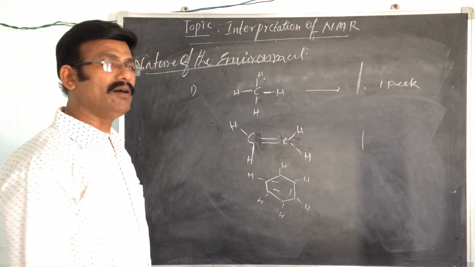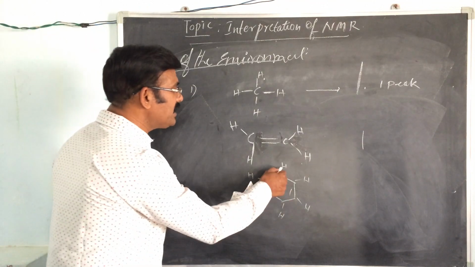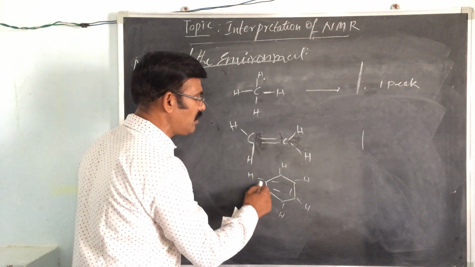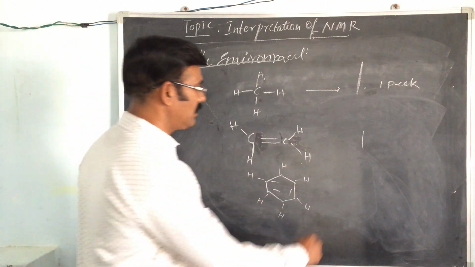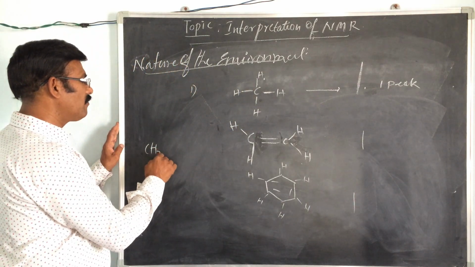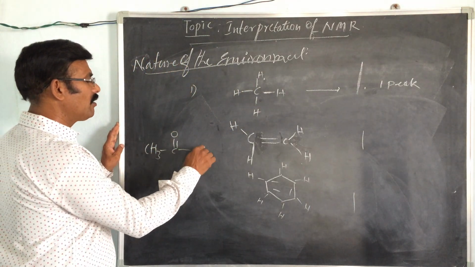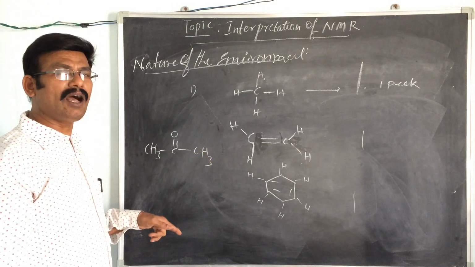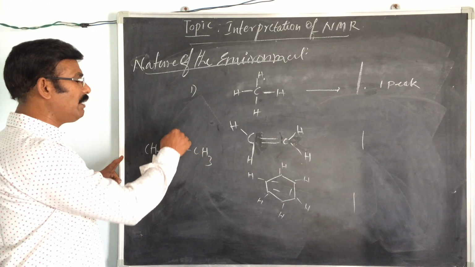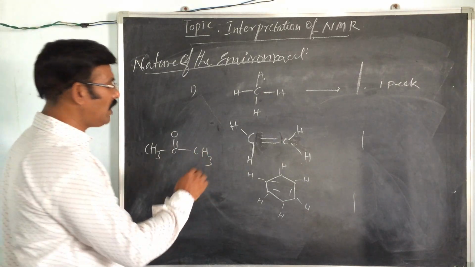How many peaks will come? Here the nature: the carbon attached with one hydrogen. Only one peak will come. Acetone: here how many peaks will come? CH3, C double bond O, CH3. Here also only one.